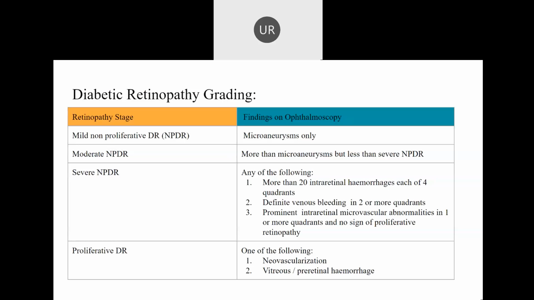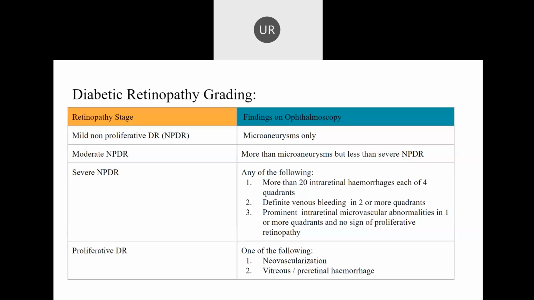Okay, for the diabetic retinopathy grading, it is staged. It's divided into 2: non-proliferative diabetic retinopathy and proliferative diabetic retinopathy. The non-proliferative diabetic retinopathy is subdivided into 3, which is mild, moderate, and severe.